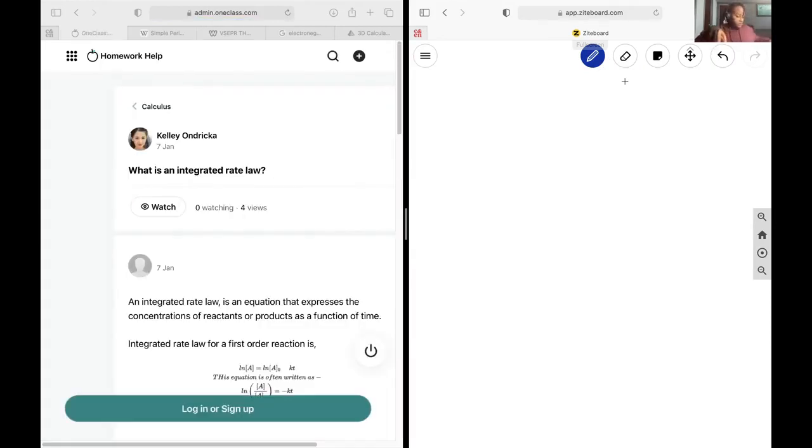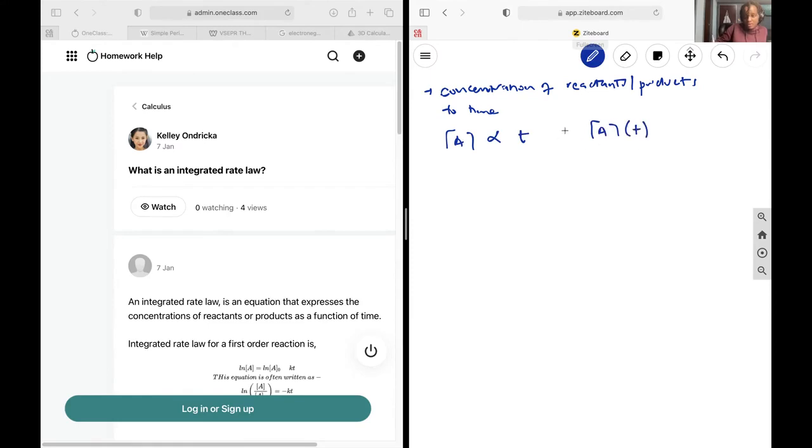Okay, next up we will be figuring out what the integrated rate law is. It's just an equation that's typically used in chemistry, and it relates the concentration of reactants or products, so just the species that you're working with in chemistry, to time. And so it actually writes the concentration in a manner that is proportional to time. And so you can rewrite that as A as a function of t, basically.